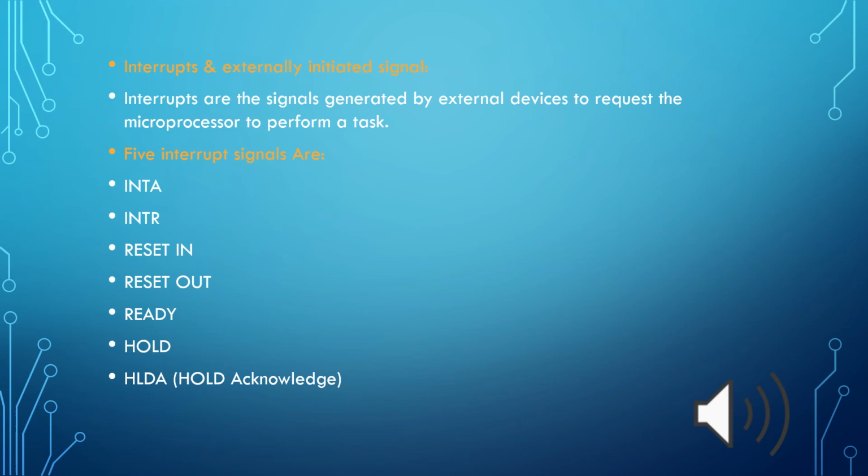HOLD. This indicates that another master is requesting the use of address and data buses. HLDA. Hold acknowledgement. It indicates that the CPU has received the hold request and will relinquish the bus in the next clock cycle. HLDA is set to 0 after the HOLD signal is removed.